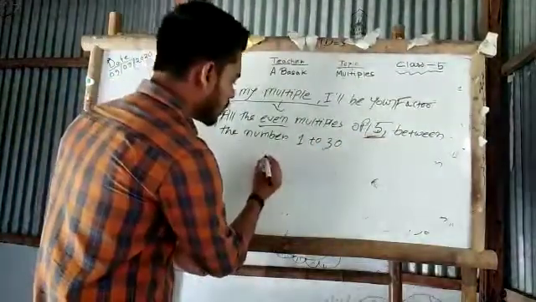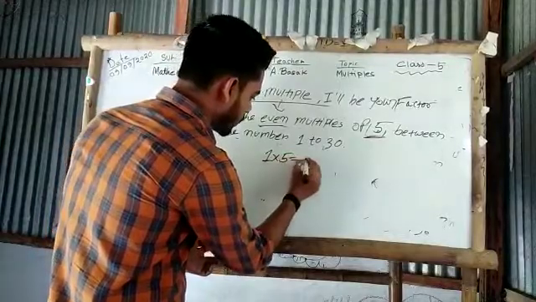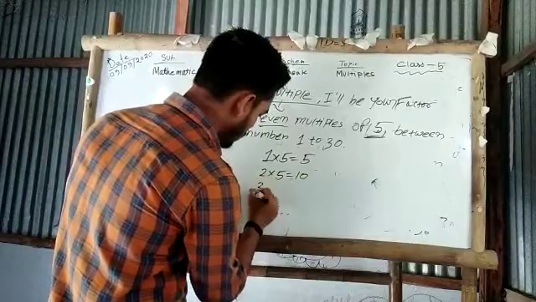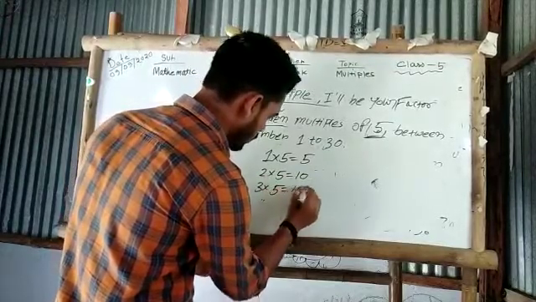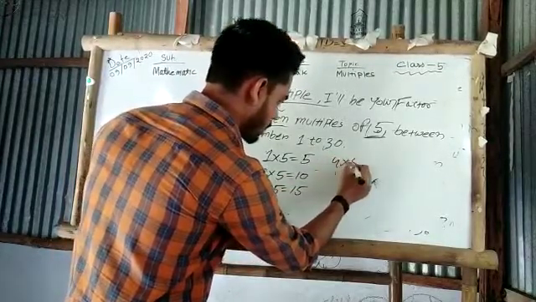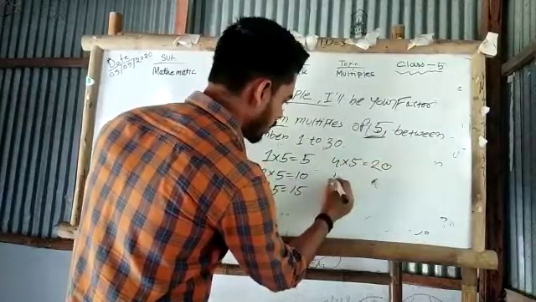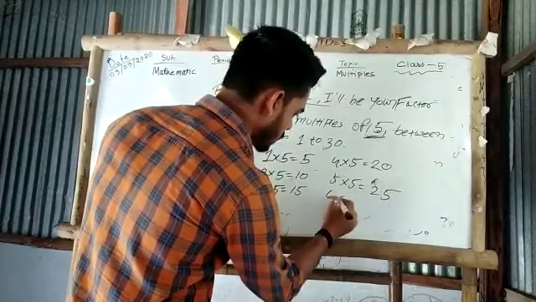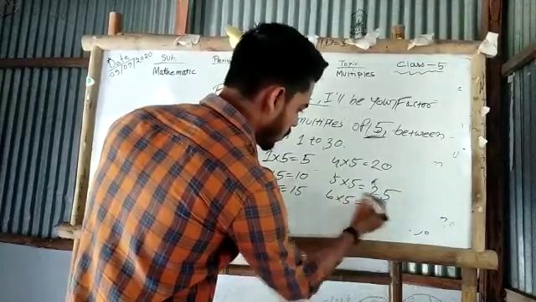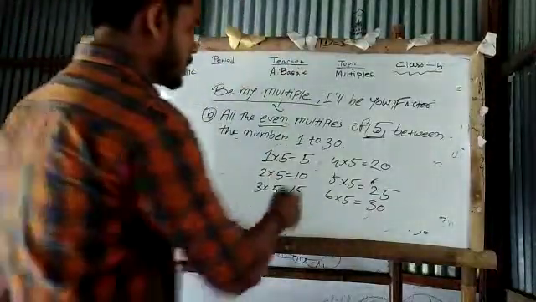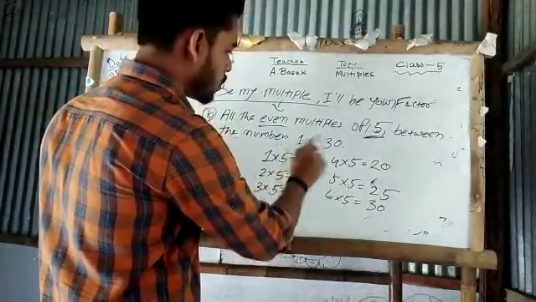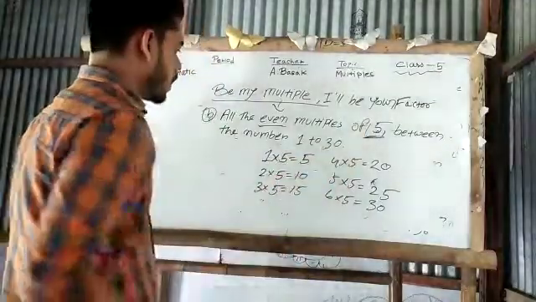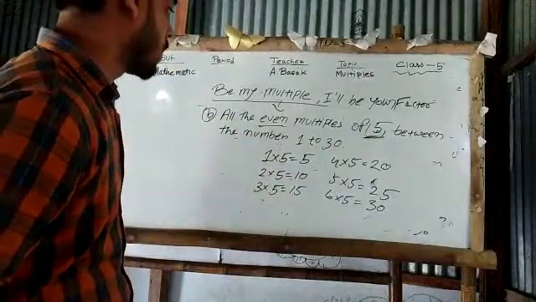So let's do it. First of all, 1 into 5, that is 5. 2 into 5, 10. 3 into 5, 15. 4 into 5, 20. 5 into 5, 25. And last, 6 into 5, that is 30. Okay, so these numbers are between 1 to 30, and these numbers are multiple of 5. And we just need to determine which number is even.